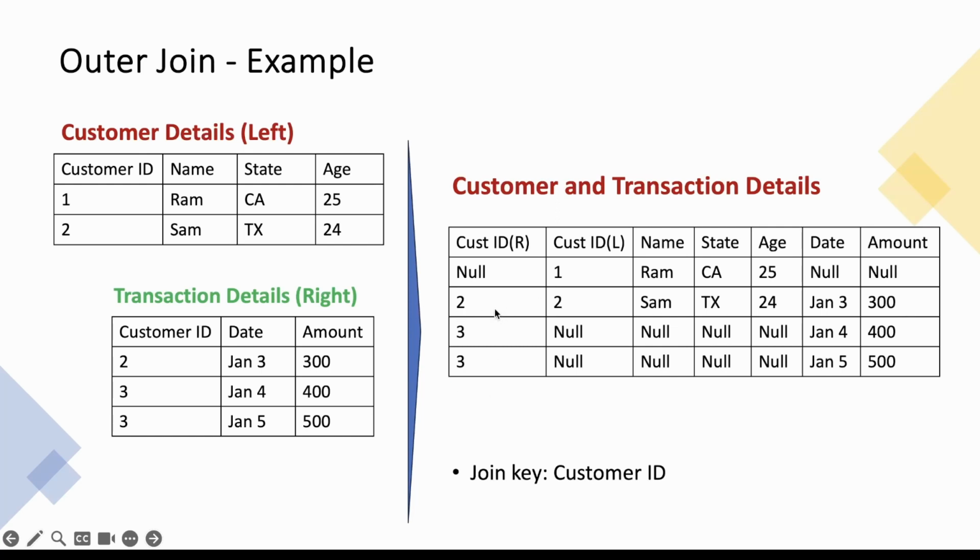For customer ID 3, you don't have any information coming from the first table. That's why all the details for the left table, which is customer ID L, name, state, age, are null. But apart from that, date and amount, which are coming from the right table, are populated. So you have Jan 4, 5th, and you have $400 and $500 properly populated. Again, the join key here is customer ID. However, as I mentioned earlier, you can have multiple join keys as well. So if the corresponding tables have more than one variable, you could potentially go ahead and use that as well.